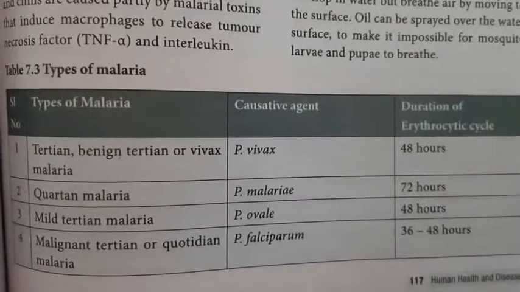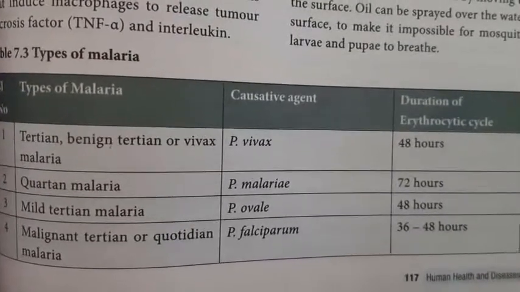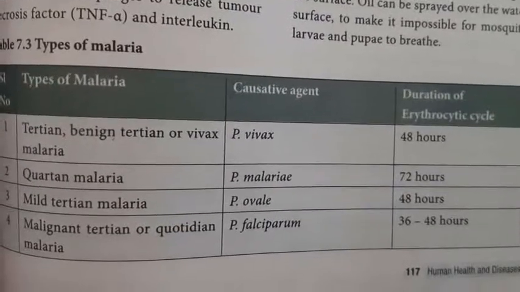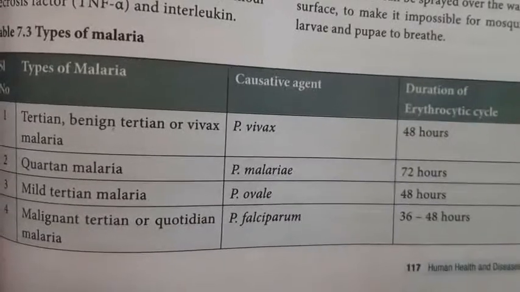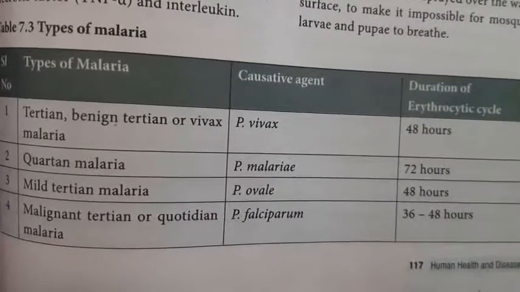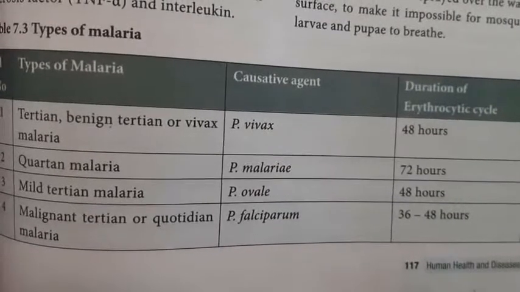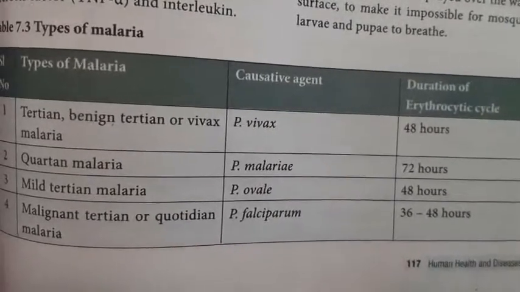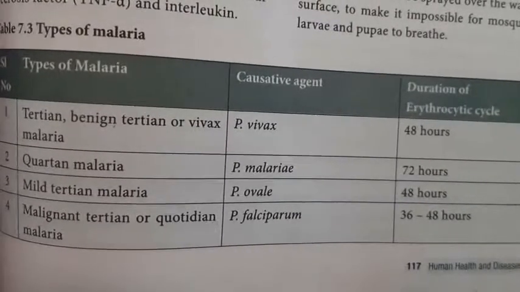The second one is quartan malaria, caused by Plasmodium malariae. The duration of the erythrocytic cycle is 72 hours. Then mild tertian malaria, caused by Plasmodium ovale, 48 hours. Malignant tertian or quartan malaria, the causative agent is Plasmodium falciparum. The duration of the erythrocytic cycle is 36 to 48 hours.